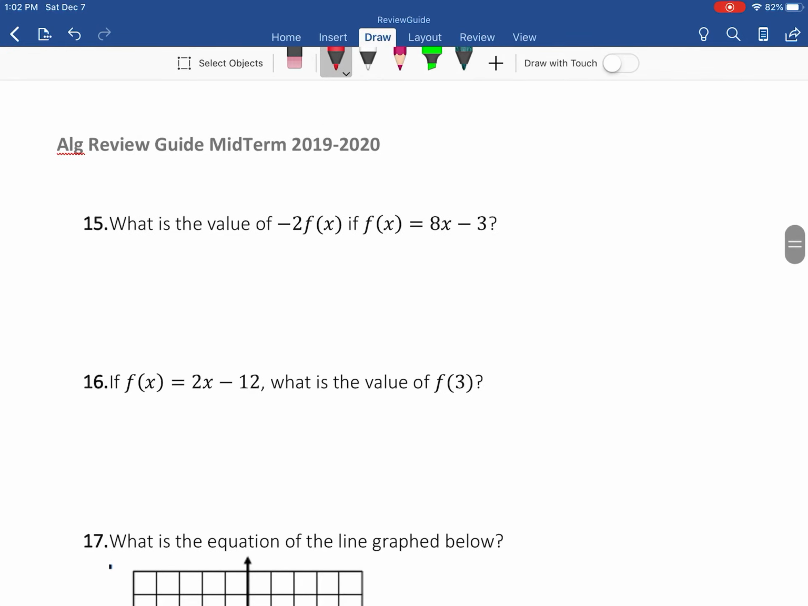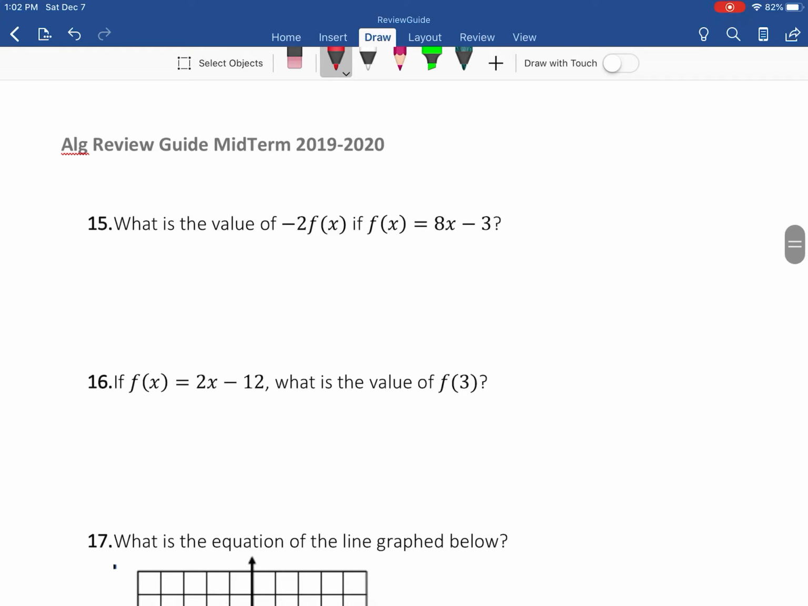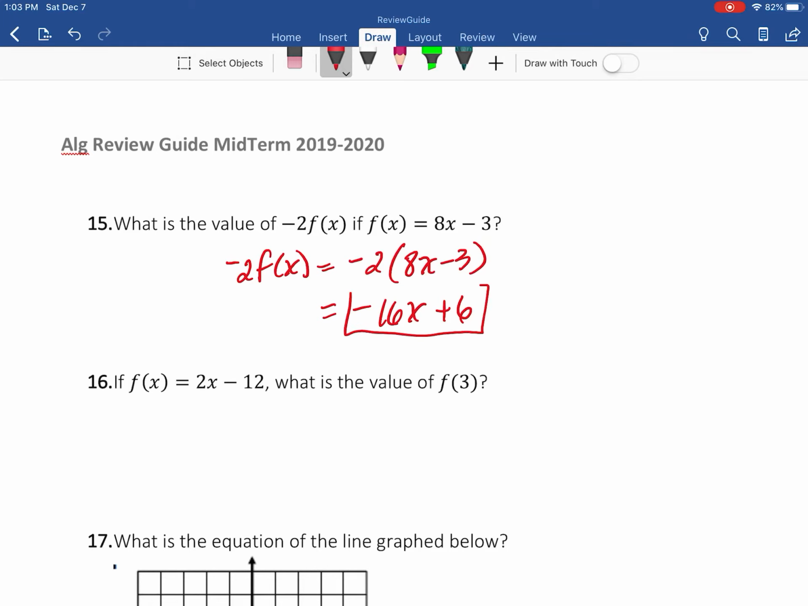Number 15, sorry. Negative 2 times f of x. Remember, this is just like our function notation. What I'm saying is when I rewrite this, I'm going to say negative 2 f of x is going to be equal to, I'm going to take the whole function and multiply it by negative 2. Okay? So I'm going to take this 8x minus 3 and multiply it by negative 2. You can't really solve anything. We can just really simplify it. So then this becomes negative 16x plus 6. And that's as far as we can go.